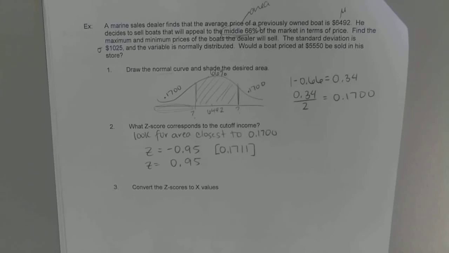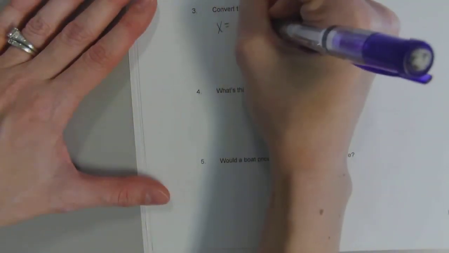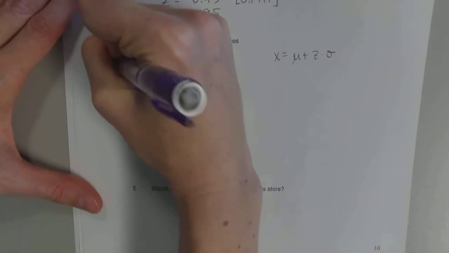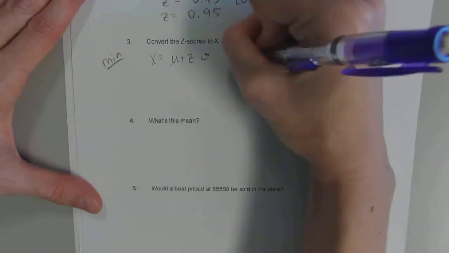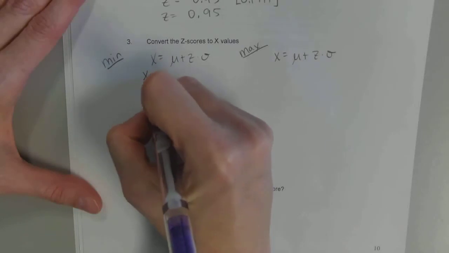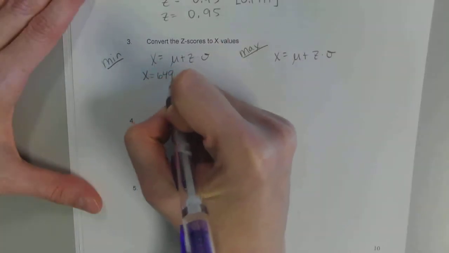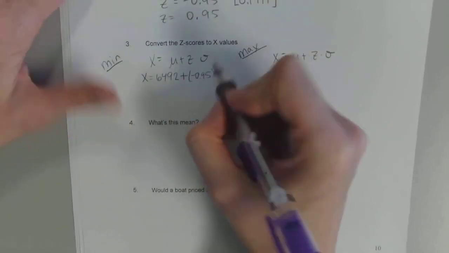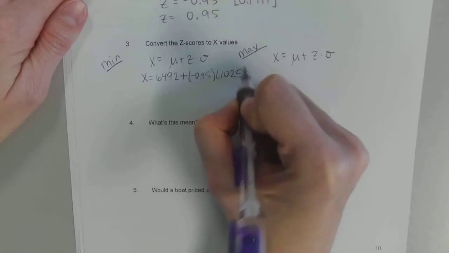Now what we're going to do is use that backwards formula twice, once with the negative 0.95 to get that lower cutoff, and then once with the positive 0.95 to get the upper cutoff. So we have x equals mu plus z times sigma, and x equals mu plus z times sigma. This will be the minimum, and this will be the maximum. All right, so what was our average boats that he sold? 6492 plus a z-score of negative 0.95 times our standard deviation of 1025.